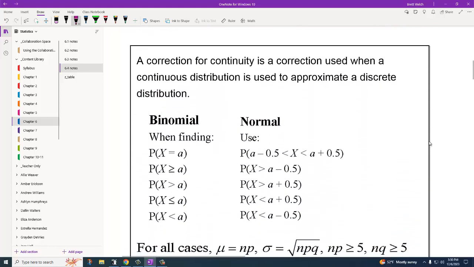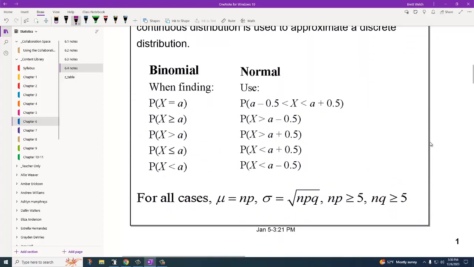When we're doing a correction for continuity, there are different versions based on what our original situation is. If it's an equal to bar, then we want to reach out in both directions and include anything that's really close to a. So you'll notice we do everything from a minus 0.5 to a plus 0.5. That's the 8. If 8 was the middle value, we'd say anything from 7.5 to 9.5. When we have greater than or equal to, the calculation will stay greater than, but we're going to subtract a half off of our a value.